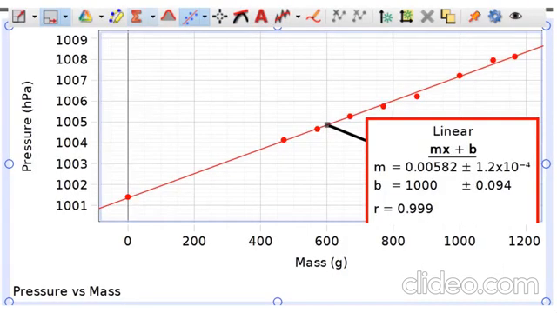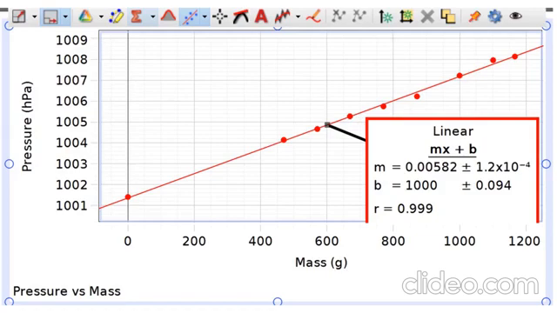Now when the data is graphed in Capstone, there's a linear relationship between pressure and mass with a y-intercept equal to the atmospheric pressure. Now the slope is in hectopascals per gram, and to convert it into SI units, you have to multiply it by 10 to the 5. So the slope is equal to 0.00582 hectopascals per gram, or 582 pascals per kilogram. Now, even though the error bars are added, the line of best fit doesn't go through all the data points, which means that the majority of the uncertainty comes from the changing area as more mass is added to the bag.